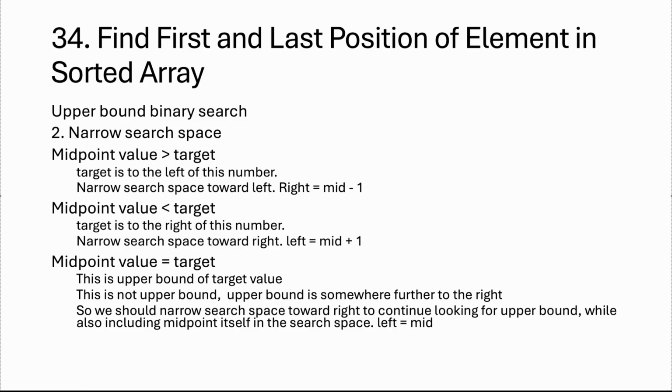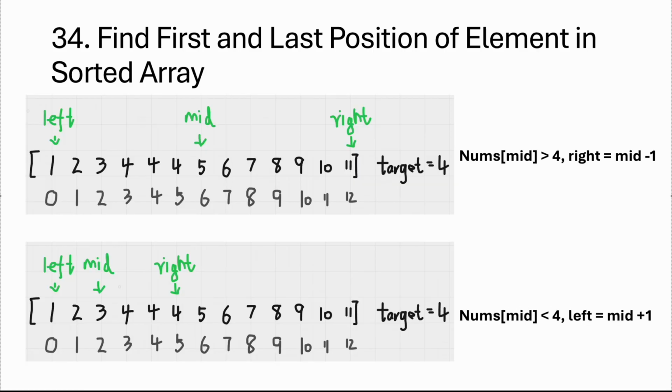There are also two possibilities. 1. This is upper bound of the target value. 2. This is not upper bound. Upper bound is somewhere further to the right, so we should narrow search space toward the right to continue looking for upper bound, while also including midpoint itself in the search space. Left equals to mid. Now let's look at an example.